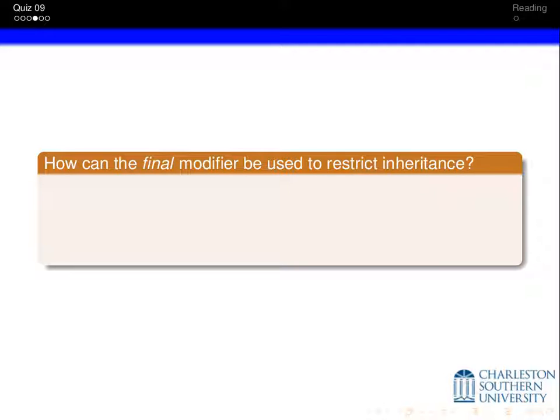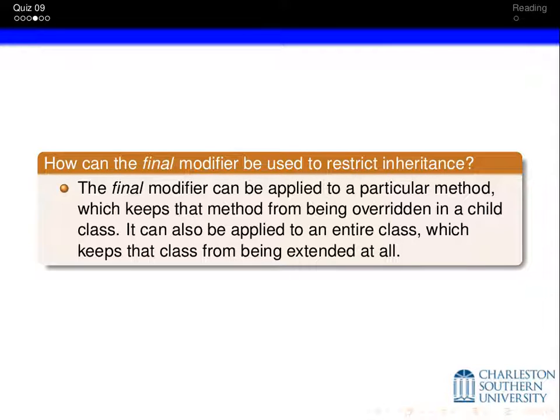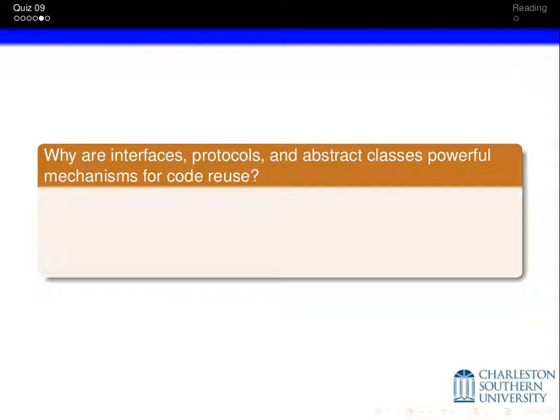How can the final modifier be used to restrict inheritance? If you put final into the parent, then the child class can't change it or override it. So if the mammal up here had something final, like make sound or move, then dog wouldn't be able to do it. You apply it to a particular method, which keeps that method from being overridden by the child. You can also apply it to the entire class, which keeps that class from being extended at all. All right. Children. Silly children.